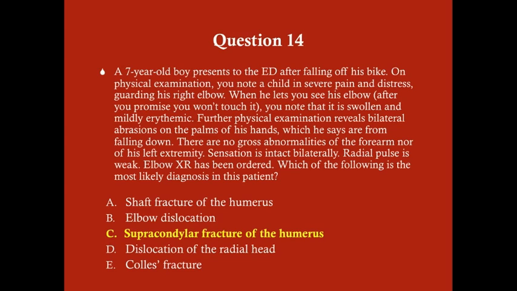But what happens with supracondylar fracture of the humerus is that you fall onto outstretched hands, an outstretched arm, with hyperextension of the elbow.